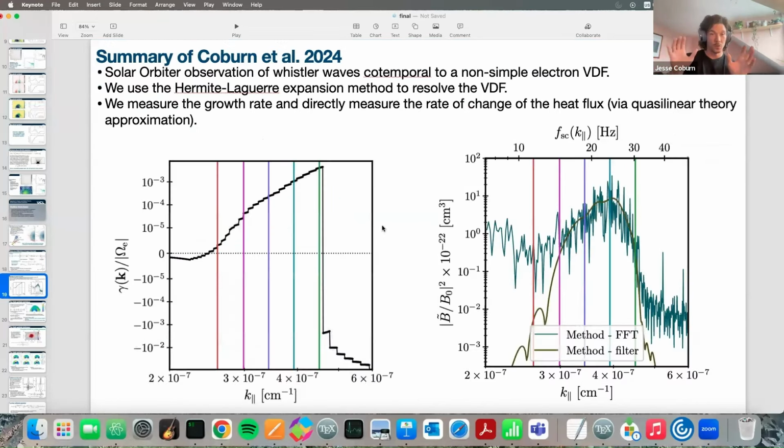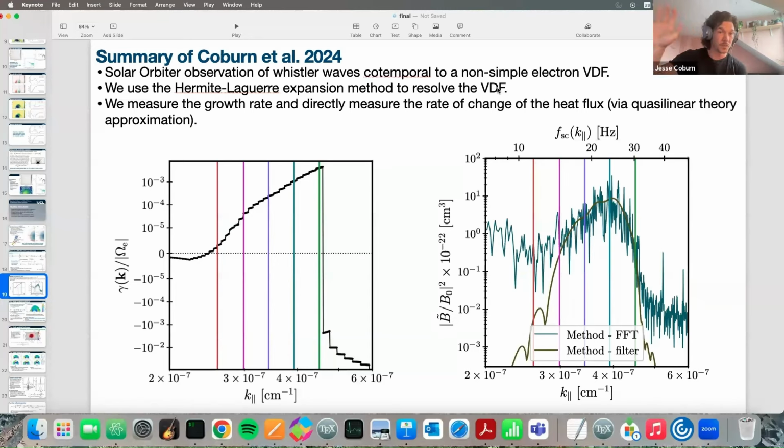To summarize Coburn et al. 2024, we saw Whistler waves co-temporal to a non-simple VDF. We used this Hermite expansion, and I had to use the Laguerre functions for the perpendicular dimension. We used this expansion method to resolve the VDF and get a trustworthy VDF. And then we measured the growth rate directly.